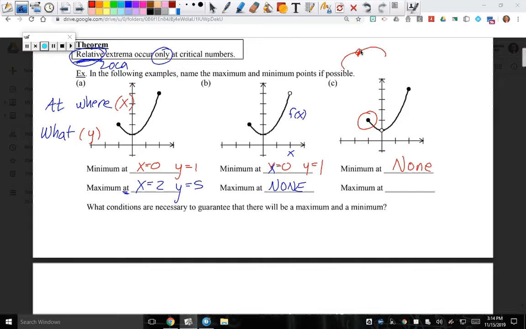Okay, what's the maximum? Y equals 5, right? Where's the maximum? X equals 2.